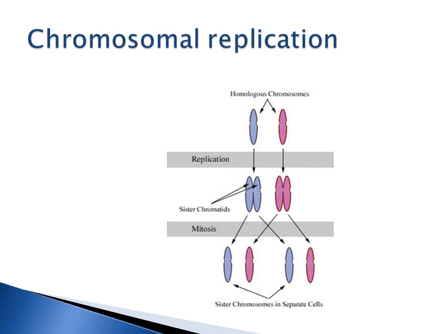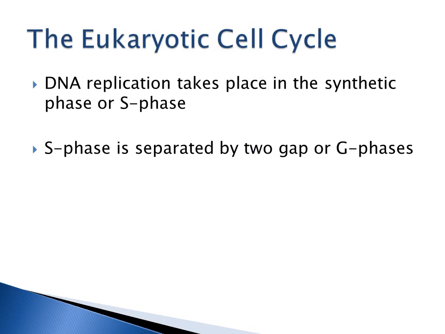Once again, you have homologous chromosomes. You replicate those chromosomes in replication. These replicated chromosomes are called sister chromatids. You then have mitosis, where these cells divide and you separate the sister chromatids so that you have an exact copy of the chromosome from the original parental cell into two daughter cells.